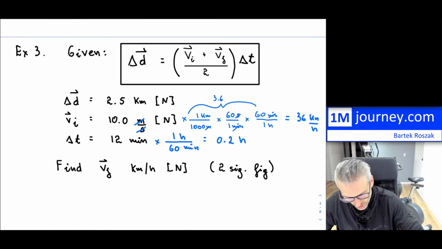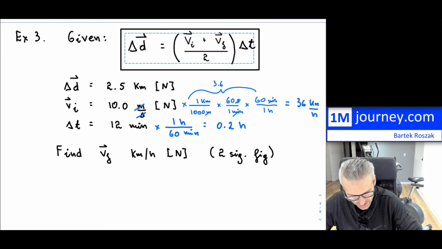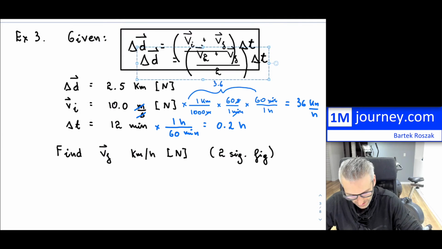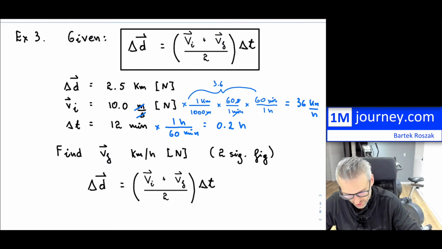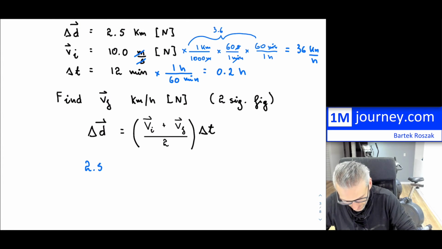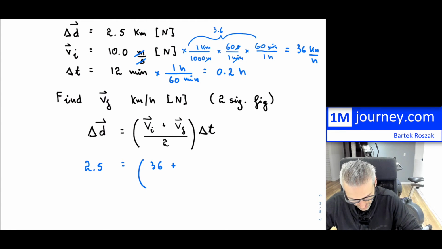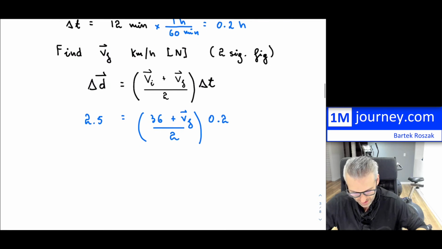So now let's substitute all of this back in here. If this is my formula, I'm going to duplicate it and bring it back down here. So if I start substituting all of this stuff in, this is going to be 2.5. It's all in kilometers and it's north, so I'm not going to put any other piece of information there. The next set of information, VI, that's 36 plus VF. I don't know what that is. It's going to be divided by 2, and then the total time is 0.2. That's an hour, so everything is nicely consistent.